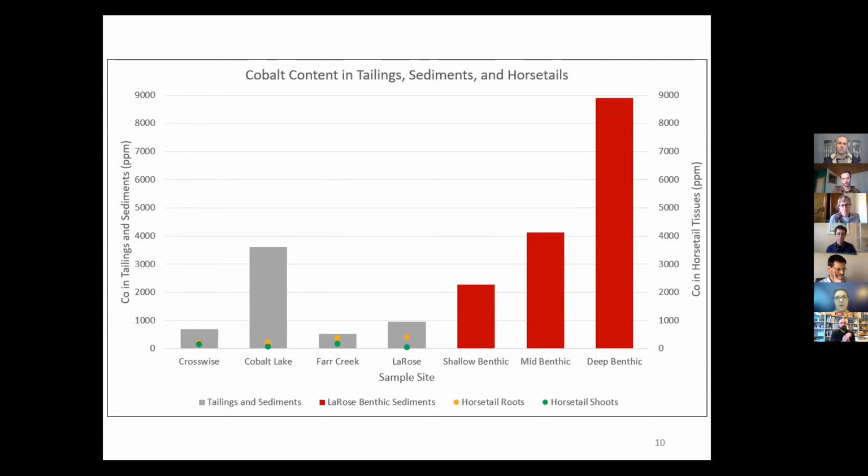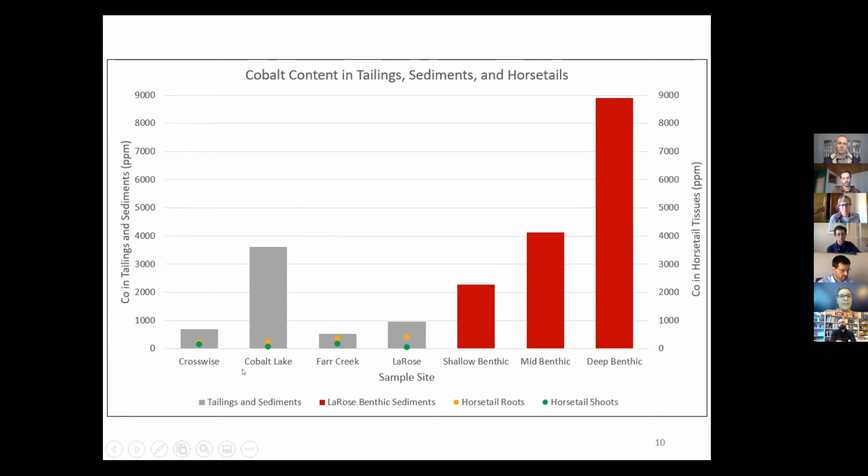I have a similar plot for cobalt. Here, once again, Cobalt Lake has the highest cobalt content. And for this sample, it was about 3,600 ppm, which I thought was quite interesting considering this is an area where they're considering mining cobalt again, and here it is in the lake sediments and tailings.